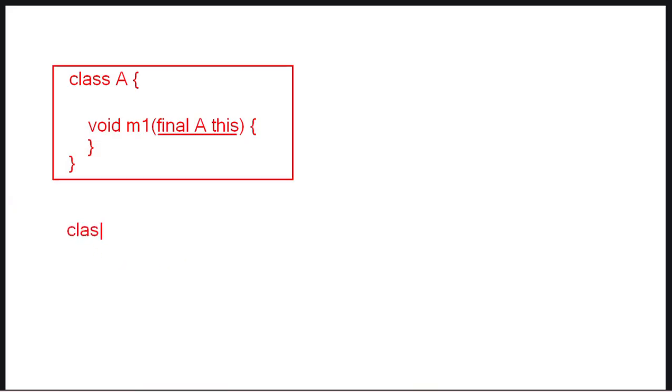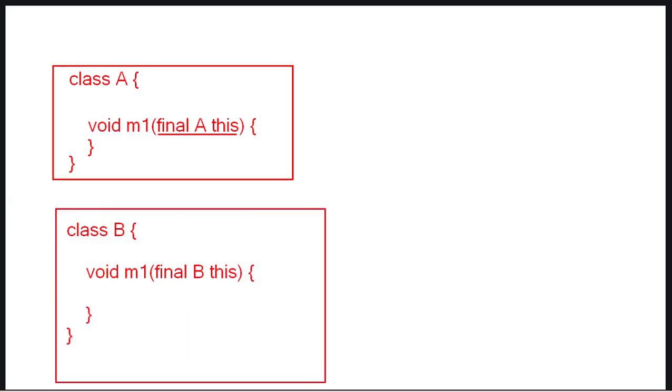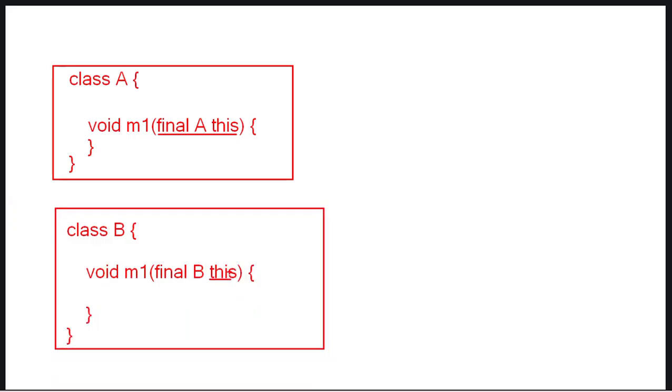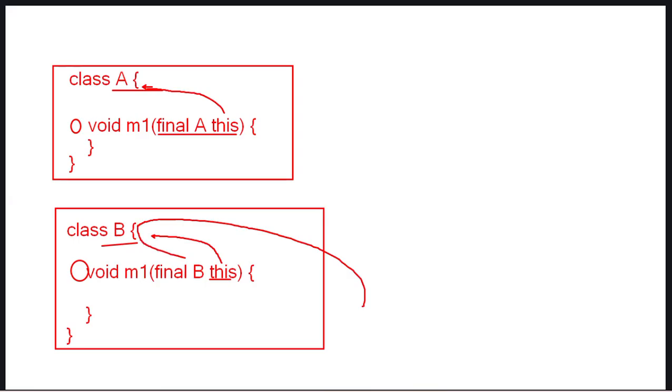Next, tell me. If I write class B, open bracket, and inside it I write the same method M1, again the compiler will add final B this, open bracket, closed bracket. Tell me, what is the type of this? This type is the current class type. In whichever class the non-static method M1 is defined, that class type is the type of the this keyword, because it is meant for receiving the current class object as an argument.